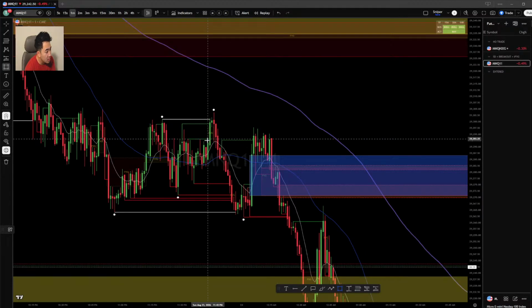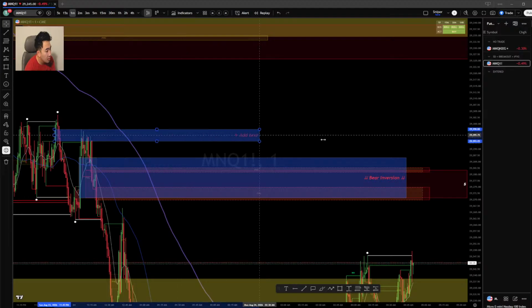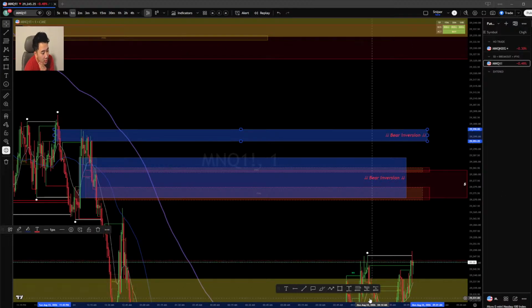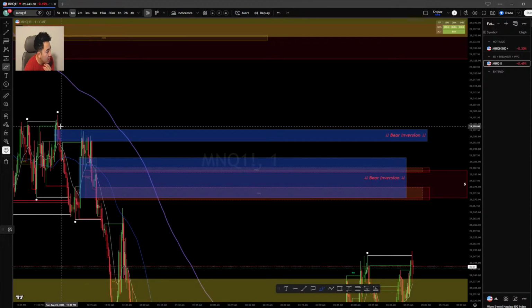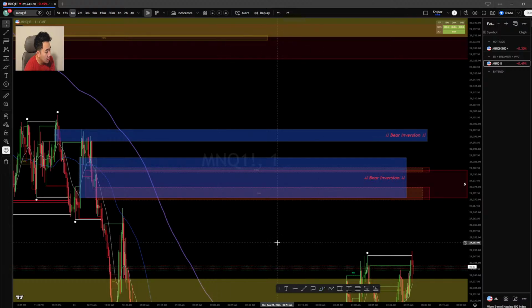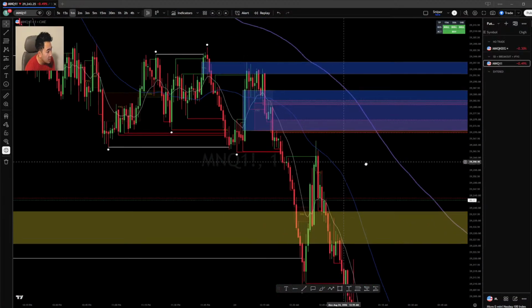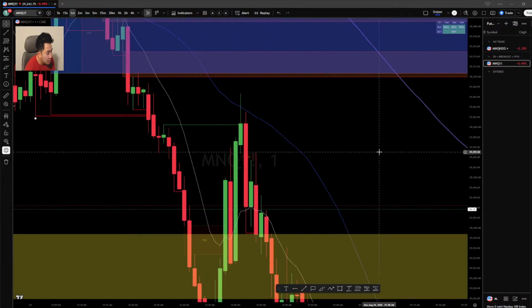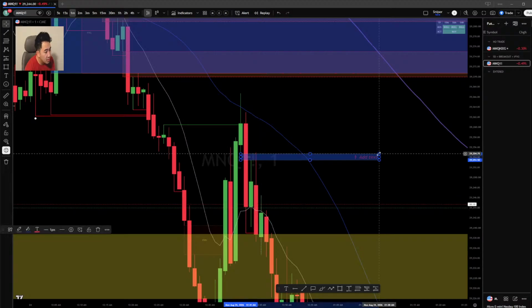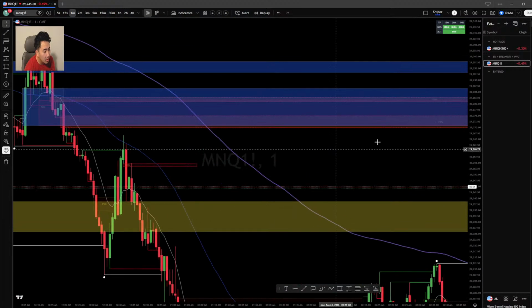Here goes another one here. Bearish inversion. Price broke through it, came down, broke through it, came up, retested, and came back down. Okay, let's see what else we have here. This one, kind of hard to see, but bearish FVG right here. All right.